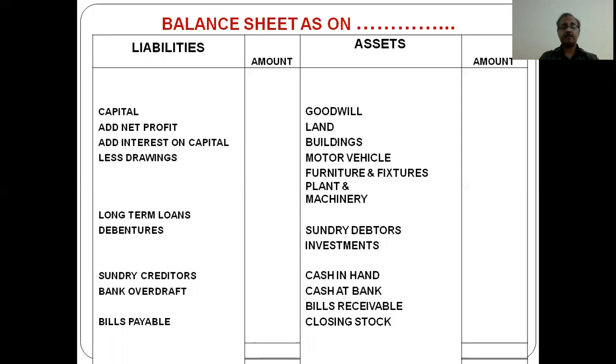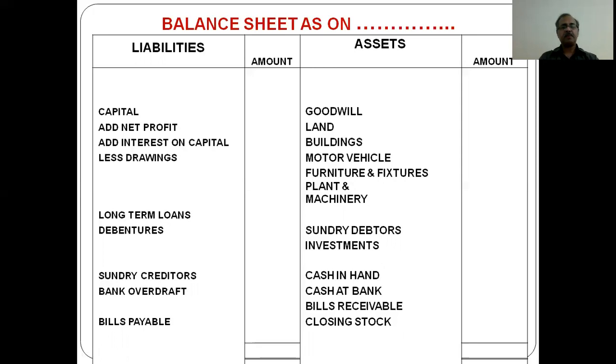Then if you check the asset side, the first item is goodwill, if any. Then the next one is fixed assets like land, buildings, motor vehicle, furniture and fixtures, plant and machinery. All these are fixed assets. Then after fixed assets, we are required to record current assets or short-term assets like sundry debtors, investments, cash in hand, cash at bank, bills receivable, and closing stock.